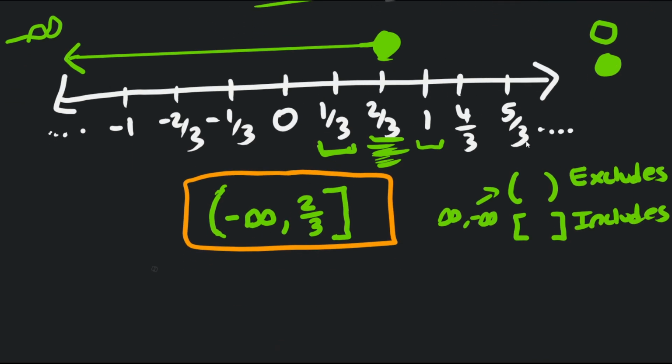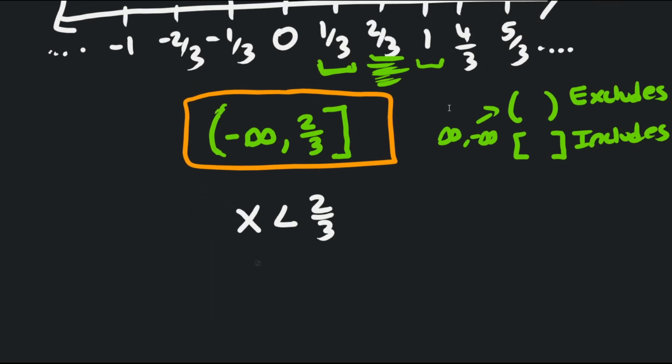And just to contrast it, let's say our answer was instead x was less than 2/3. So without this greater than symbol down here, let's say that symbol was gone. How do we express this using interval notation? Well, again, the lowest number it could be is negative infinity. And the highest number it could be is up to and excluding 2/3.